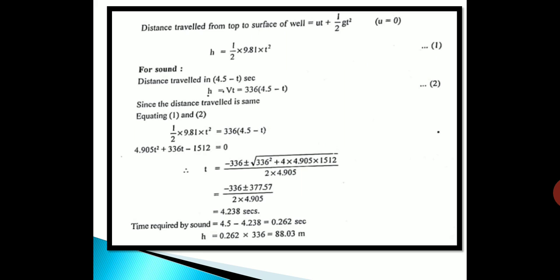Now that means the water level in the well from the top of the well is at a depth of 88.03 meters. So from the first part, the analysis of the first stone which is freely falling, we are able to get the depth at which water is there in the well from the top.